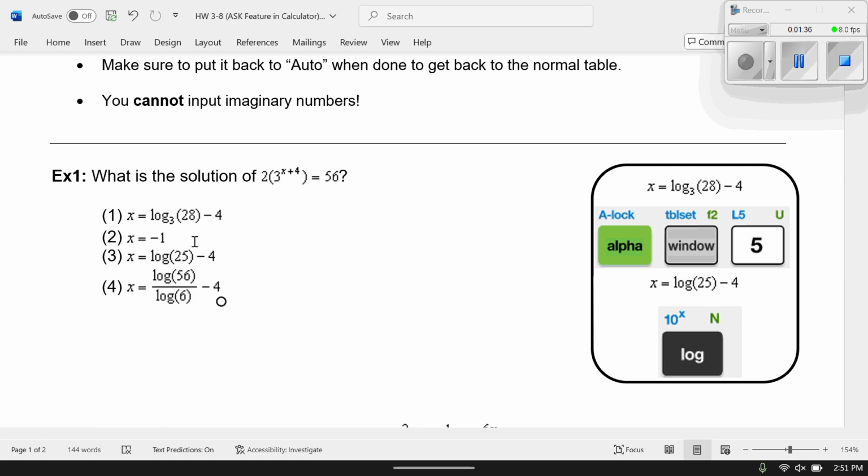But for the first example, which we've already done in class, we have: what is the solution to 2 times 3 to the x plus 4 equals 56? Before in class, we were matching decimals, and now you can use the ask feature. You're still going to do the same thing. You're going to put the left side in y1 and the right side in y2, and you're going to put all of these answer choices in the calculator. So let's try it out.